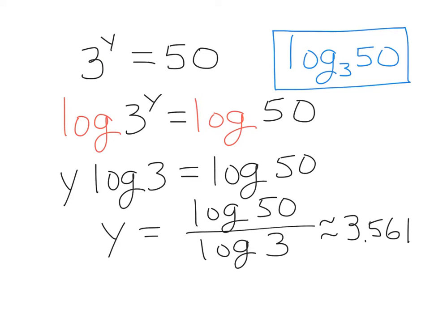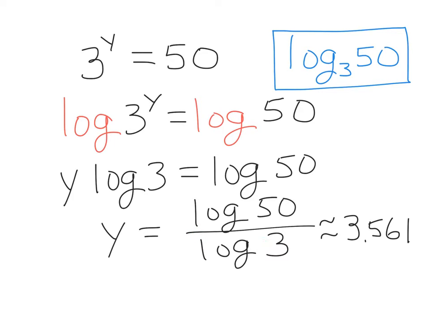Remember your new properties of logs? First, if we take the log of both sides, the equation is still equal. And because we're taking the log of a value to a power, the power property takes the y down in here, next to the log. Now simply divide both sides by log 3, and there it is. y equals log of 50 over log of 3.